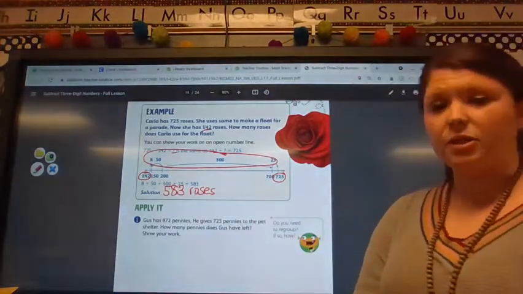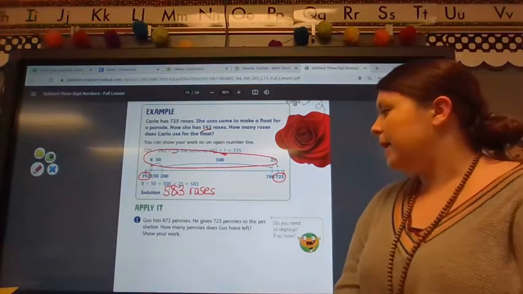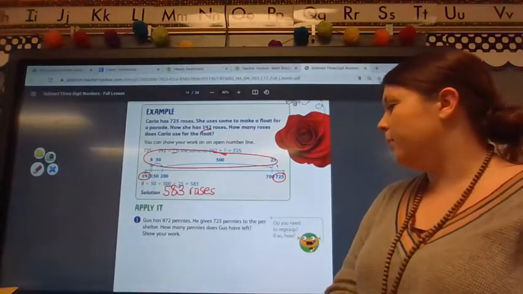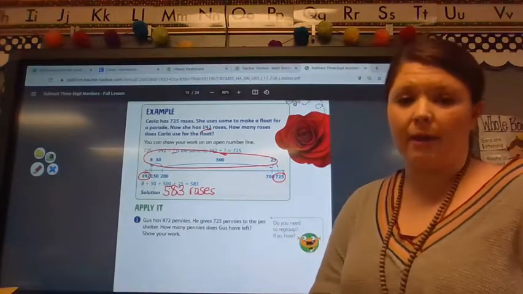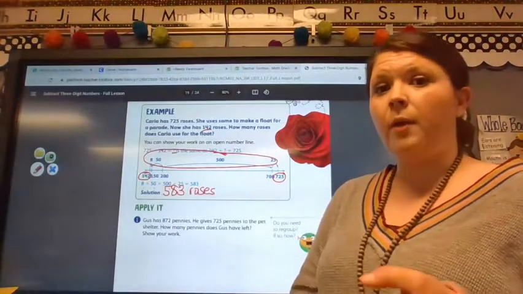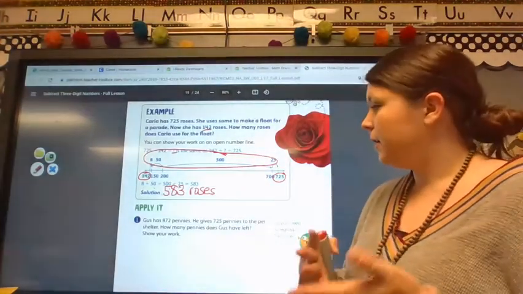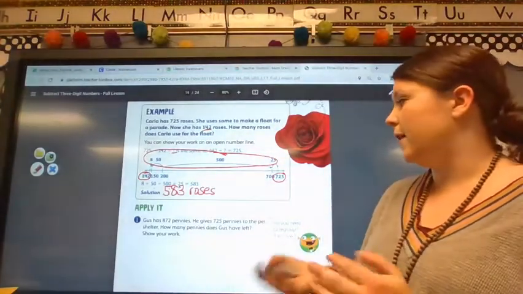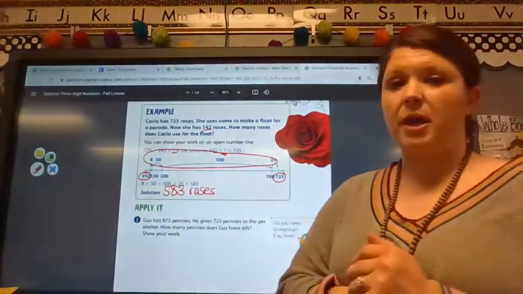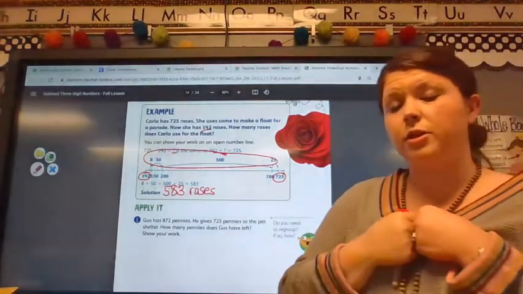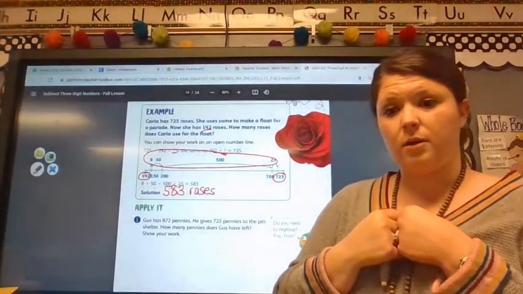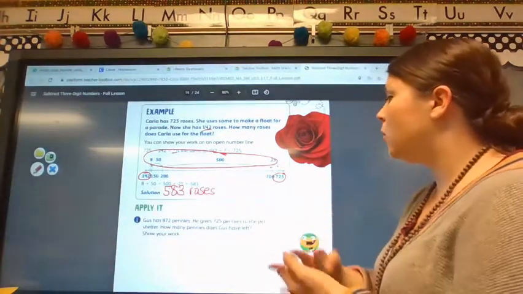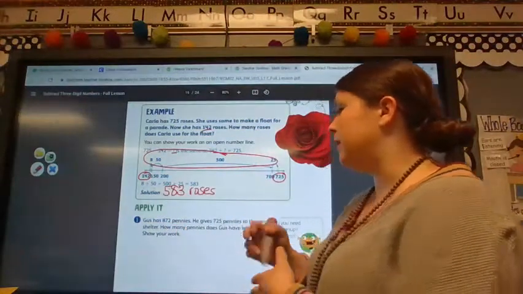All right, let's go ahead and do number 1. Gus has 872 pennies. He gives 725 pennies to the pet shelter. How many pennies does Gus have left? Okay, so we know how many Gus has. He has 872. He gives 725 pennies to the pet shelter. So does he have those 725 anymore? No, he's given those away. So we want to know how many pennies Gus has left.